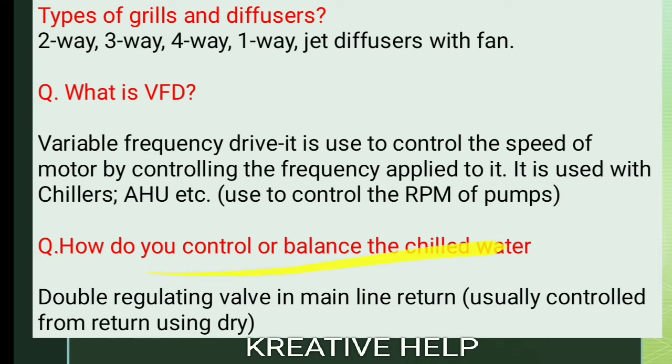Okay, how do you control and balance the chilled water? This is very important for technicians, especially chiller technicians. Basically they are asking this of the chiller technician. There are a number of plants using the chiller system, a number of sites using variable flow rate, VRV, and a number of plants with DX systems. So if you are a technician, or a chiller engineer, this matters. So how do you control and balance chilled water? Double regulating valves in the main line usually control the return. So this is the main answer.